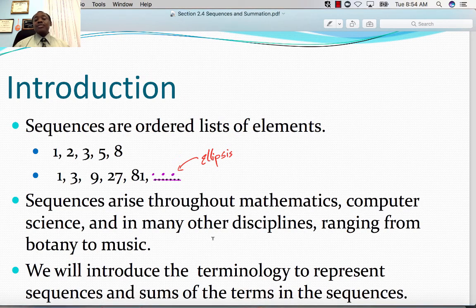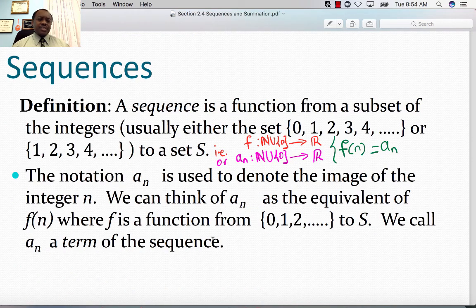So here we're going to introduce some terminology. Definition, sequences. The good thing is we just dealt with functions in section 2.3, so it's easy for us to bring functions in as we define sequences. A sequence is just a function f whose domain is the set of natural numbers union the number 0, and the codomain is the set of real numbers. You could just say the codomain is the set S, where S is a subset of the set of real numbers. I would just prefer to use the entire set of real numbers as my codomain. In other words, f of n would be defined as an.